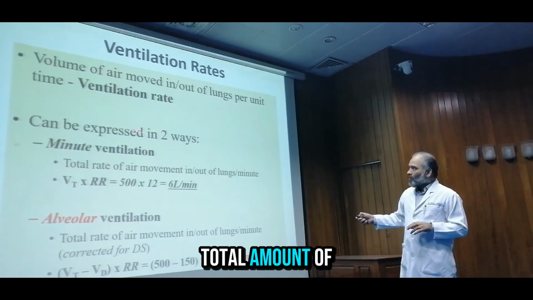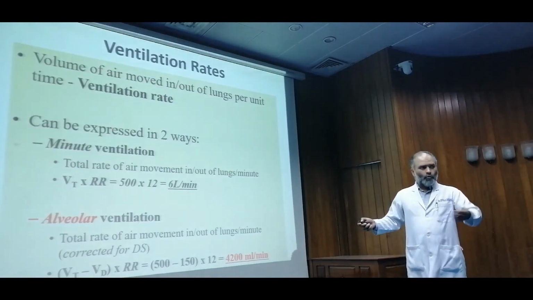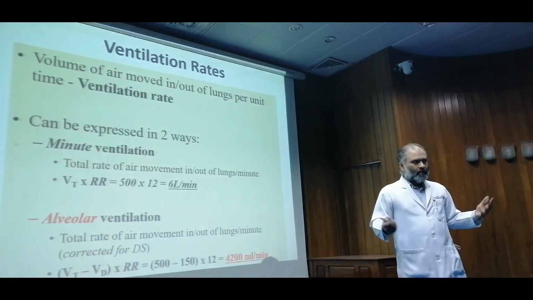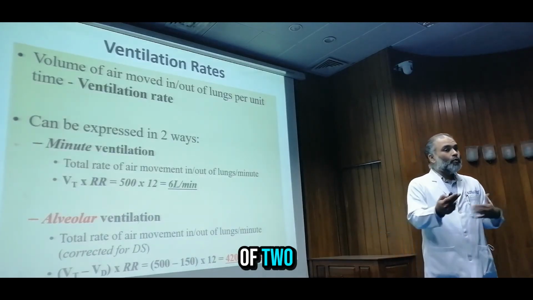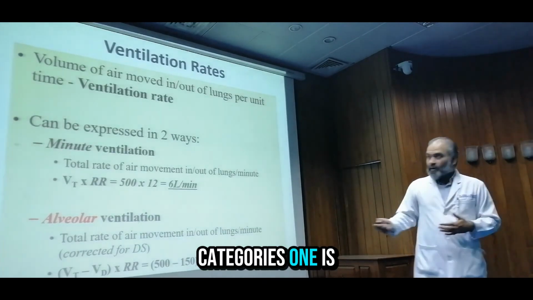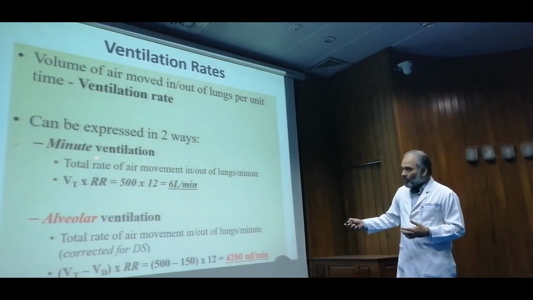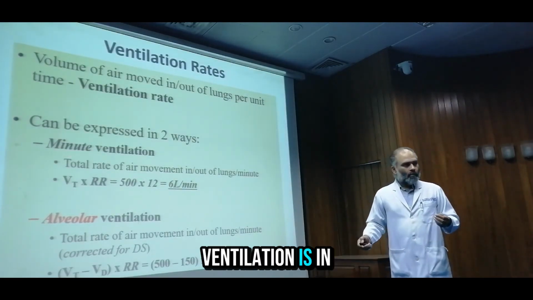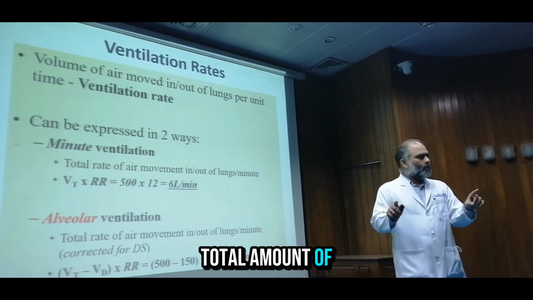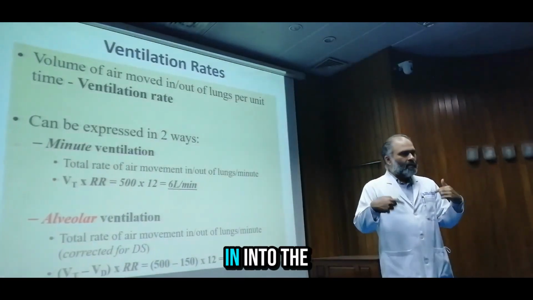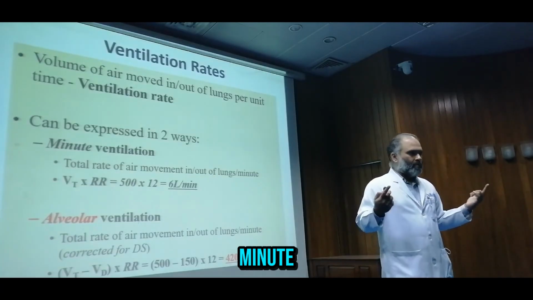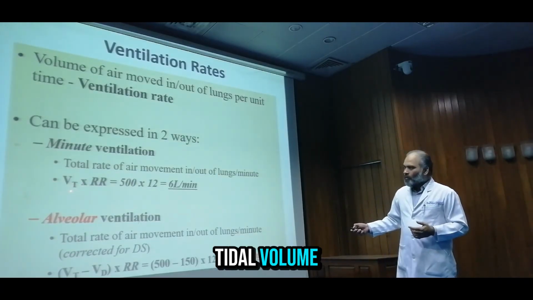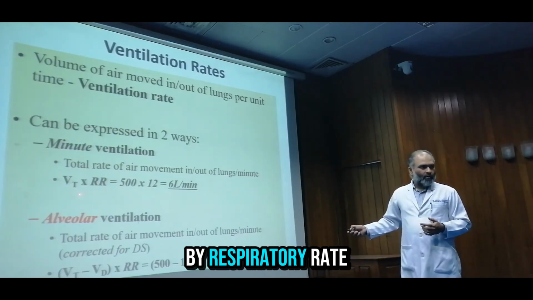So the total amount of air you breathe in is called the ventilation rate. Ventilation rates are of two categories: one is the minute ventilation, and the other is the alveolar ventilation. The minute ventilation is, in simple words, the total amount of air that you take into the lung system per minute. Very simple. How do you derive it? You multiply tidal volume by respiratory rate.